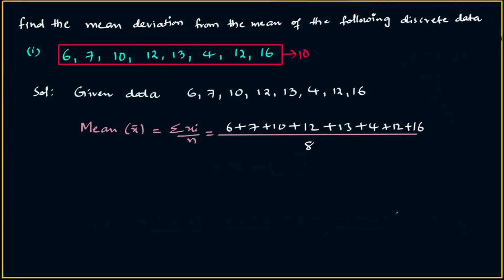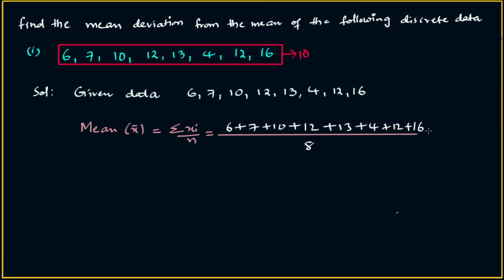Find the mean deviation from the mean of the following discrete data. So first write down the given data. Formula of mean is x bar = sigma xi by n. Sigma xi means sum of observations, and mean formula is sum of observations by number of observations.